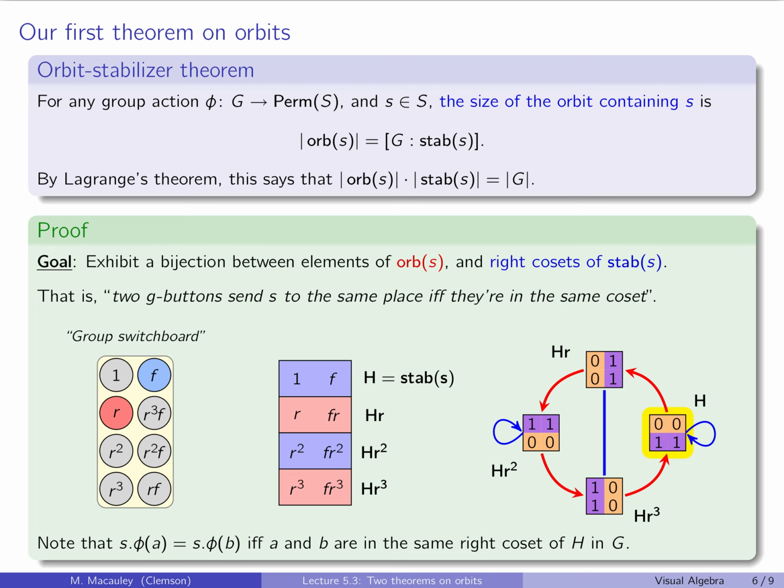So this bijection is going to send the right cosets of the stabilizer to elements in the orbit. And you can see how that works, let me write what I did last time on the previous slide. We're going to send HA to S dot phi of A. So this element is S dot phi of R. This element is S dot phi of R squared. This element is S dot phi of R cubed. And this element is S dot phi of the identity.